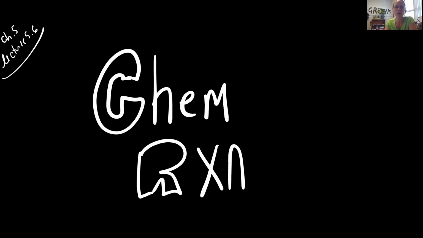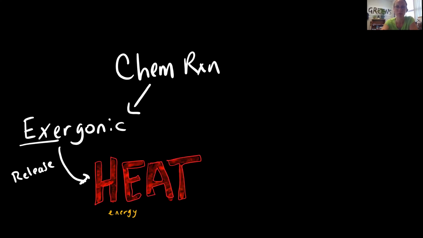Our topic for this video are chemical reactions. There are two different types of chemical reactions. We have what is called the exergonic reaction. This is a reaction that's going to actually release energy. Often I think about this as energy in the form of heat.